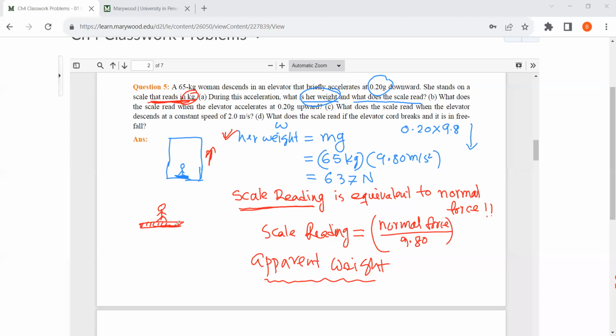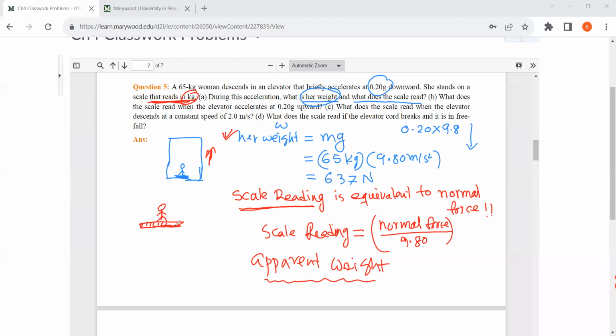Depending on the acceleration of the elevator, you will see that the reading of the normal force, or the reading of this scale, changes. Because it changes with the acceleration, we call it apparent weight. When the elevator is at rest, it basically reads the true weight. When it is not at rest, we see some different value.